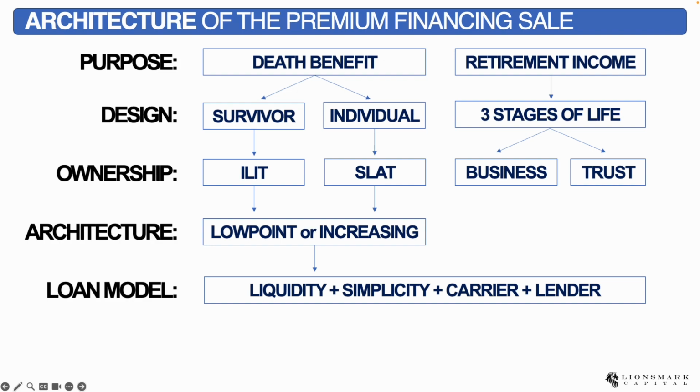Because both of those entities are pass-through entities, the surviving spouse gets the unlimited spousal step-up in basis, which they would not get with, say, a C corporation. They get that unlimited step-up in basis, so then the surviving spouse can access that death benefit amount on a tax-free basis. So again, depending on what they're trying to do, the ownership of that policy could either be a trust, an LLC, an S Corp.